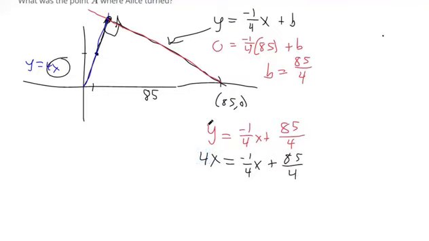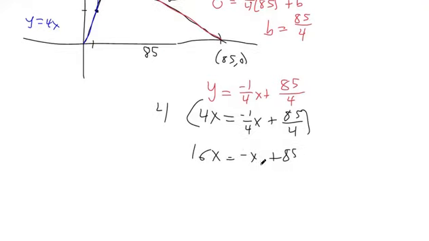Okay, so I plugged in 4x in for y, and when I solve this, that's going to be helping me solve for where these two things cross. Easiest way to solve is to multiply both sides by 4. That will get rid of these denominators. Makes 16x equals negative x plus 85. So I'm going to add an x to both sides, so I get 17x equals 85. Oh, that's too bad. I thought it was going to be an integer, but it's not. It's going to be 85 over 17 for the x-coordinate.